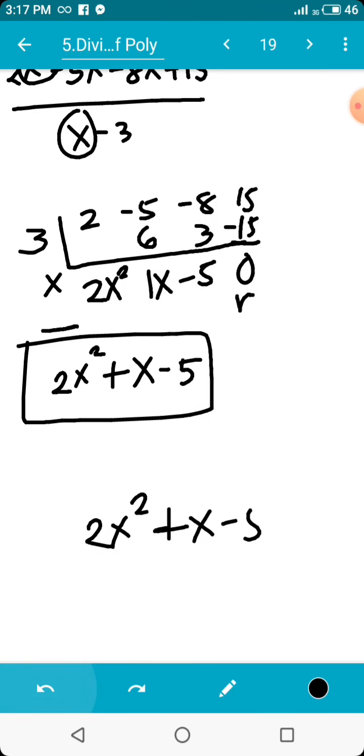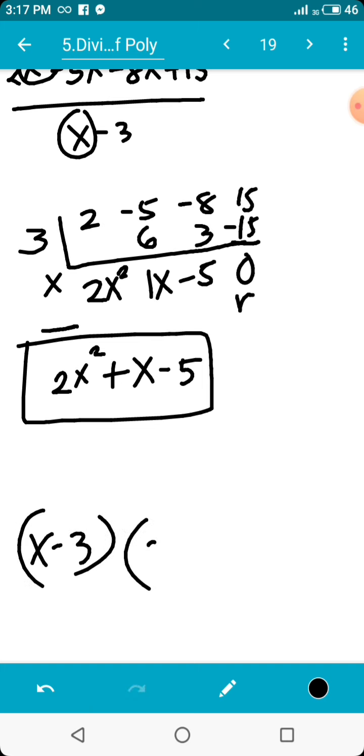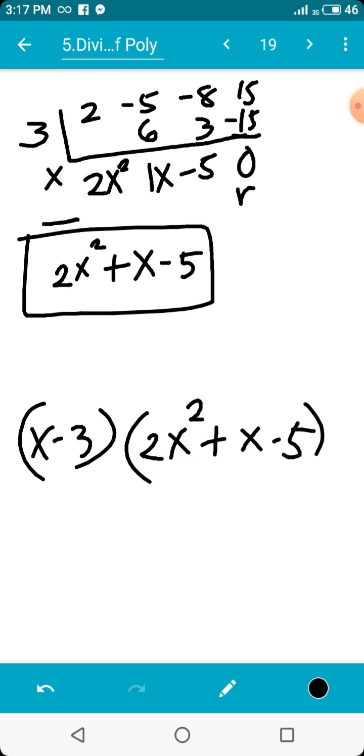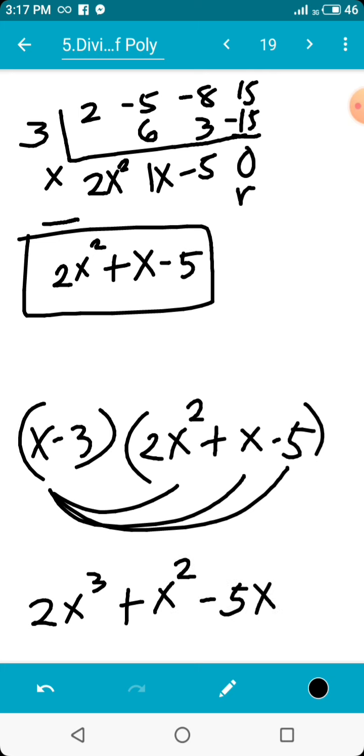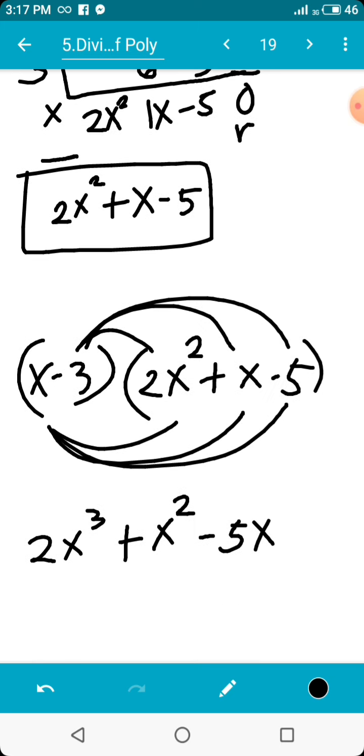So, sulat natin ulit. So, ang mangyayari ngayon ay, i-multiply natin sa divisor natin yung quotient na nakuha natin. Of course, gamit yung distributive property. Okay? So, x muna. So, we have 2x cubed, and then, we have positive x squared, and then, negative 5x. Okay? And then, yung negative 3 naman, i-times natin sa lahat ng term. So, we have negative 3 times 2x squared, so that is negative 6x squared. So, itapat na natin siya dun sa like term. And then, we have negative 3x, and then positive 15.